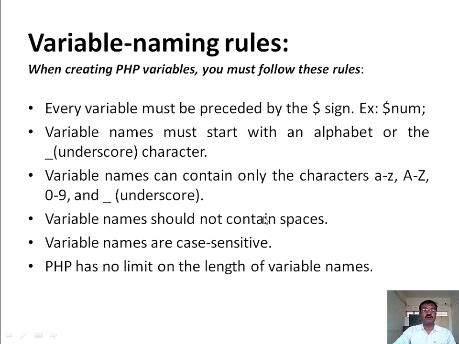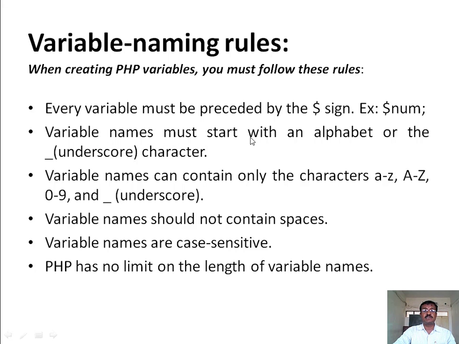Next, we move on to variable naming rules. Similar to any other programming language, in PHP also we must follow some variable naming rules. Every variable in PHP must be preceded by a $ sign. Here is an example. Here num is the name of a variable which is preceded with a $ sign. So this is a valid variable in PHP, where all variables must be preceded with a $ sign.